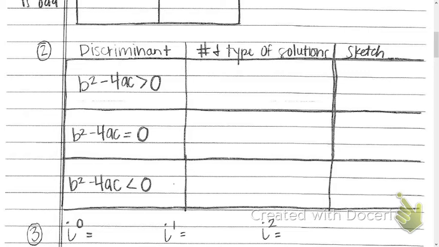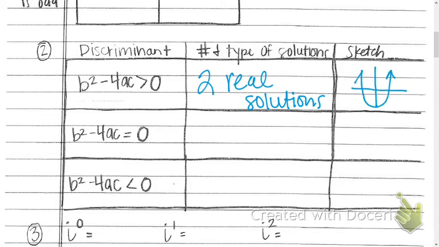So if it's a positive number, we have 2 real solutions. And then you can just sketch me a graph where it shows that we have 2 real solutions. Solutions are where it crosses what axis? X. The x-axis.